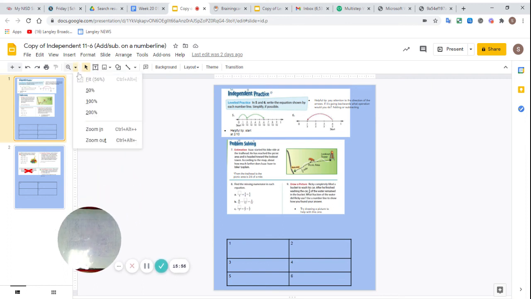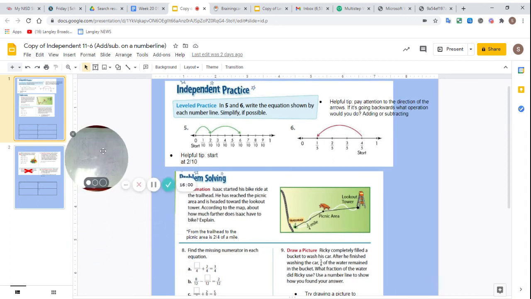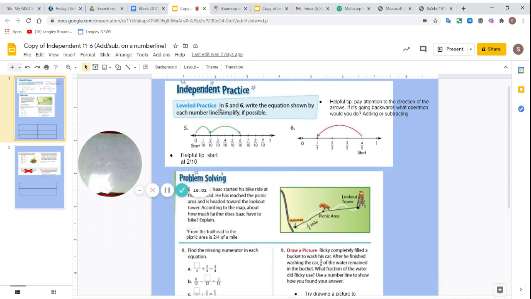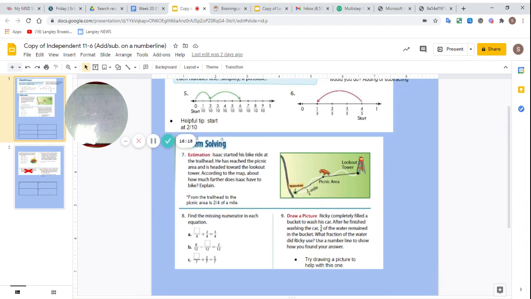So I gave you some helpful tips throughout. I know I'm not in class with you today, but hopefully it'll help you out, and definitely use Braining Camp to try and help you. So it says in 5 and 6, write the equation shown by each number line, just like what we did for the guided practice. For this, really pay attention to the direction of the arrows as well as the color, and use Braining Camp to help you out if you want to. There are a few word problems. I tried to help you out with them. Try the best that you can.